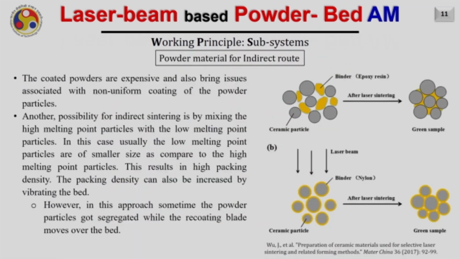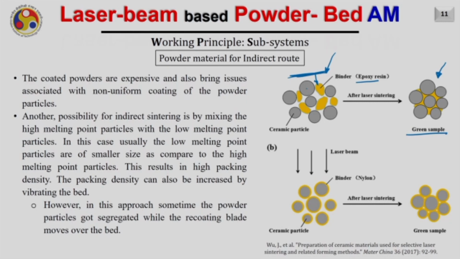So far we have discussed the powder coated with thermoplastic materials, but it is also possible to have a mixture like you are seeing here in this diagram. So here there are powder particles which may be ceramic or may be metal, and there is a binder which has a low melting point temperature. For example here, it is an epoxy resin. After the laser beam moves over it, this low melting point binder will get melted and form the matrix. As you are seeing here, the sintered part will look something like this, and of course it is in the green state.